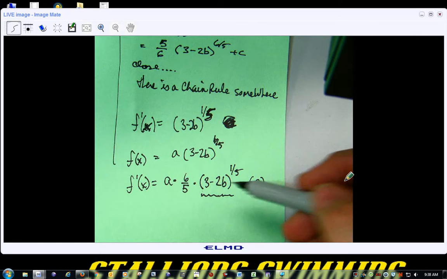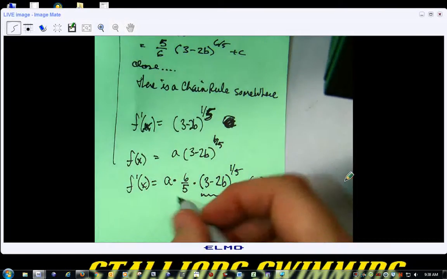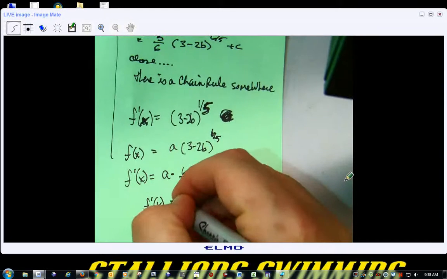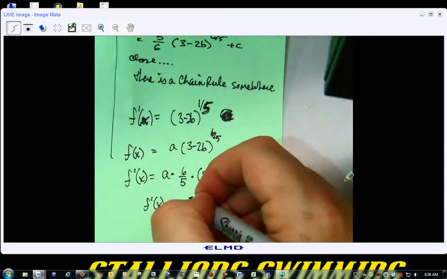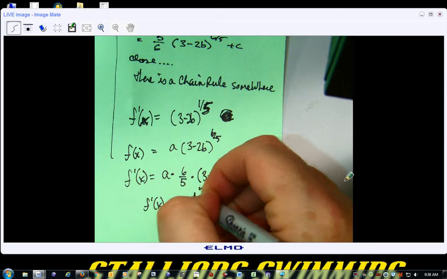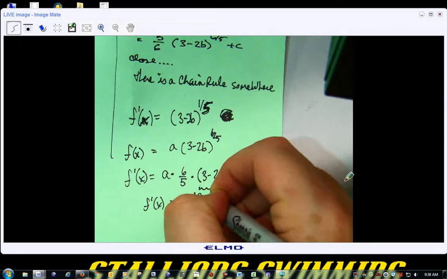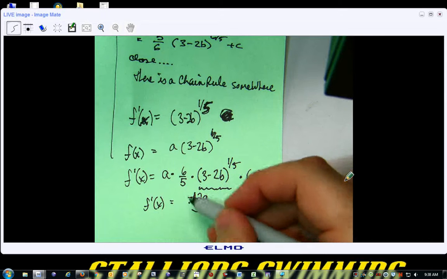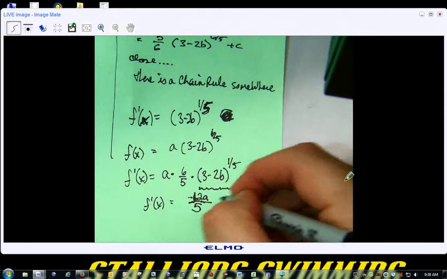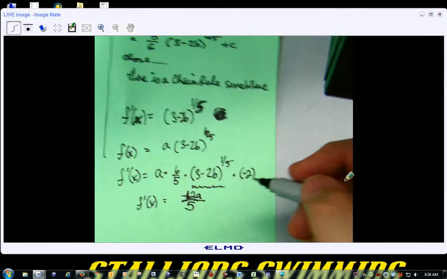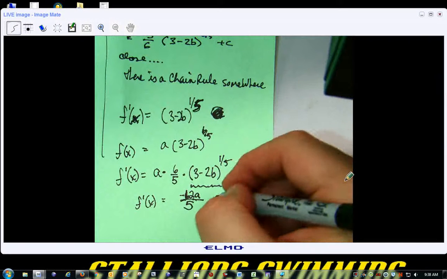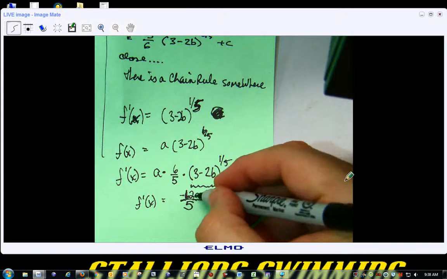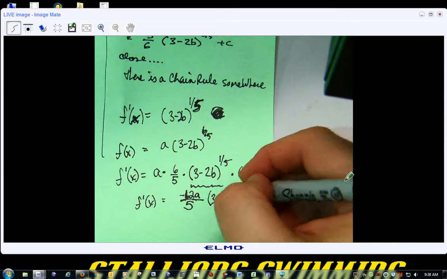So if I multiplied this all out here, I would get -12a over 5. Sorry about all this craziness. Working with Sharpies is a complicated task sometimes. -12a over 5 times 3 minus 2b to the 1/5. So that's our derivative.